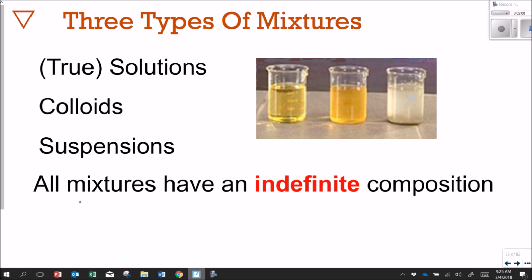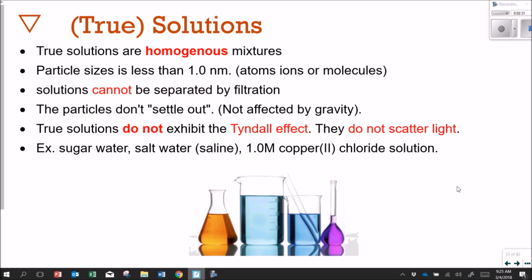All mixtures have an indefinite composition, which means that they vary in their composition. Only elements and compounds have a definite composition. Let's look at the characteristics of true solutions.